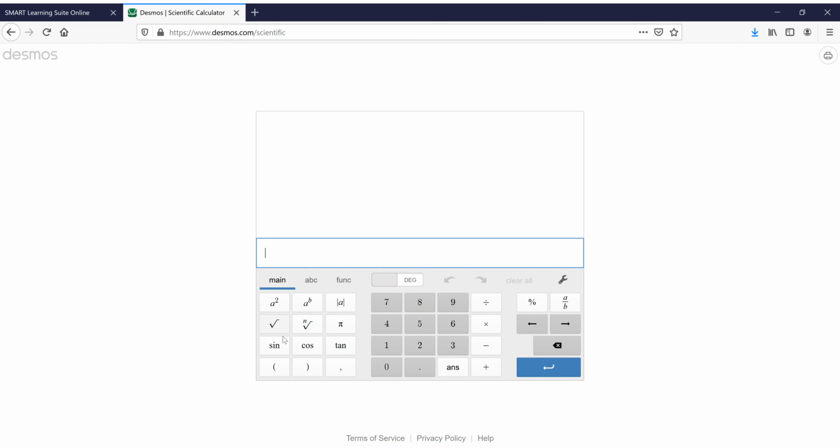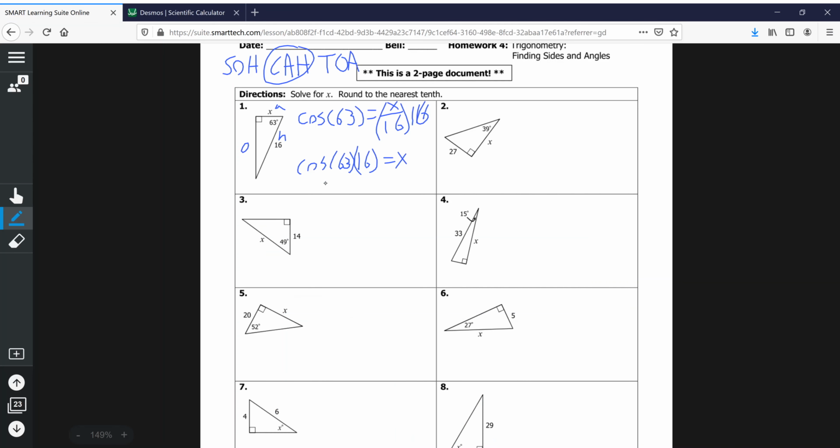If you go to main, it has all the sine, cosine, tangent operations. So you do cosine 63, make sure you're in degrees, times, what did we say, 16? Times 16. 7.26. So our answer for x is 7.26. And you're done. That's it. Okay, so that's how you do those.